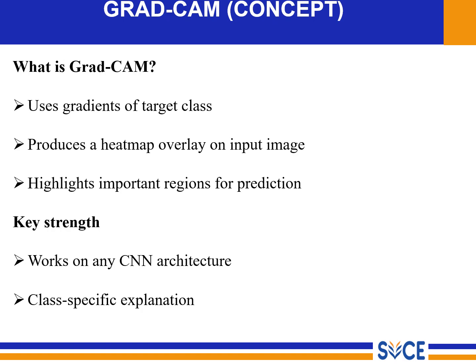Grad-CAM, gradient weighted class activation mapping, is a powerful visualization technique used to understand model decisions. It works by using the gradients of the target class to produce a heat map. This heat map is then overlaid on the original image to highlight important regions. The key advantage of Grad-CAM is that it provides class specific explanations. This means it shows why the model predicted a particular class, unlike activation maps which show general feature learning.